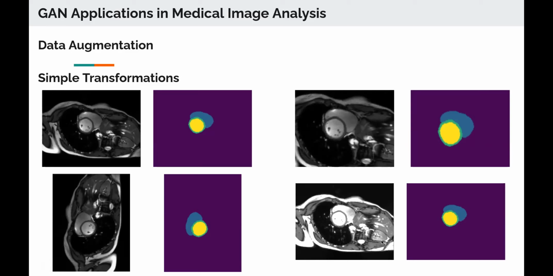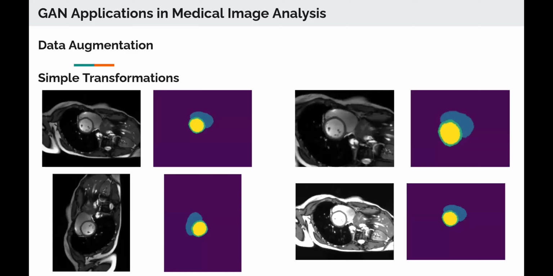Or we could change the contrast of this image by applying some kind of intensity transformation. In this case, the segmentation label will remain unchanged. Essentially what we're doing is using some kind of domain knowledge. For example, we are saying that if the intensity changes slightly, the segmentation labels will not change. So we're using this domain knowledge to come up with new pairs of image labels, which we are going to add into our training data.